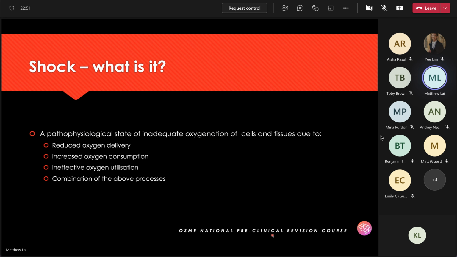So, what is shock? Shock is a pathophysiological state of inadequate oxygenation of cells and tissues. And so you could either not be getting enough oxygen delivered to your cells and tissues. Your cells and tissues could be consuming more oxygen. They could be inefficiently utilizing oxygen, or you could have a combination of all three processes occurring.